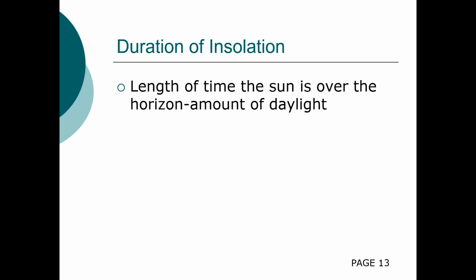So summer solstice is the longest day of the year. That's the first day of summer. The winter solstice is the shortest day of the year, which is the first day of winter. And the equinoxes are 12 hours of daylight and 12 hours of darkness.